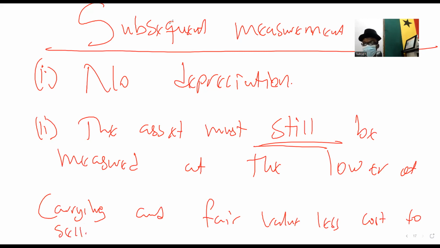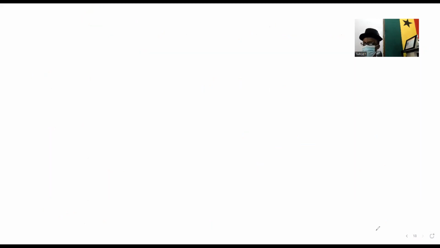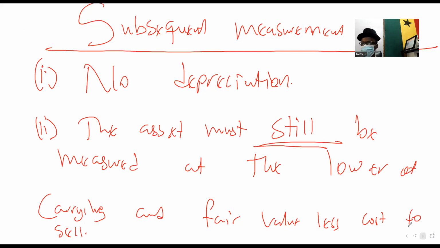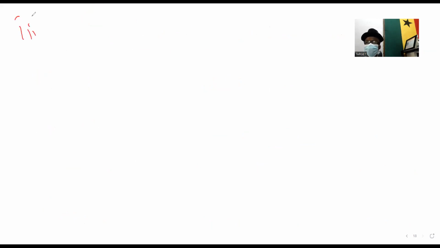You see the condition? Very interesting. The asset must still be measured at what? Fair value less cost to sell. The asset must still be measured at what? The lower. And 2 things will happen. Let's go to number 3.